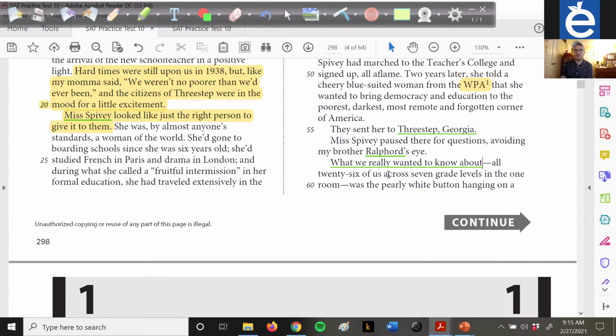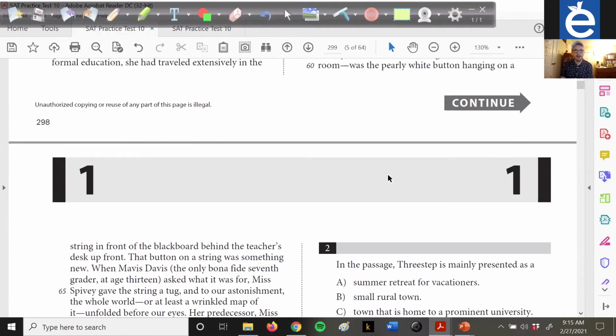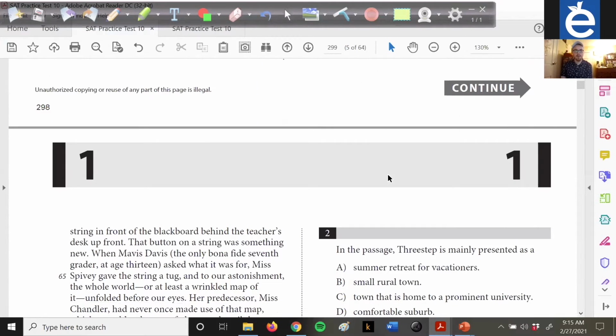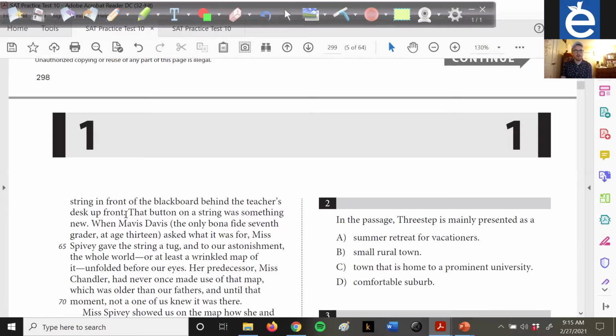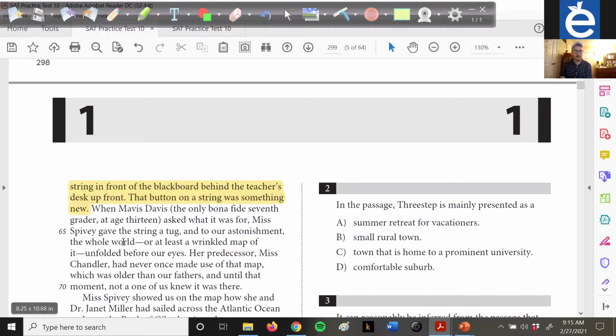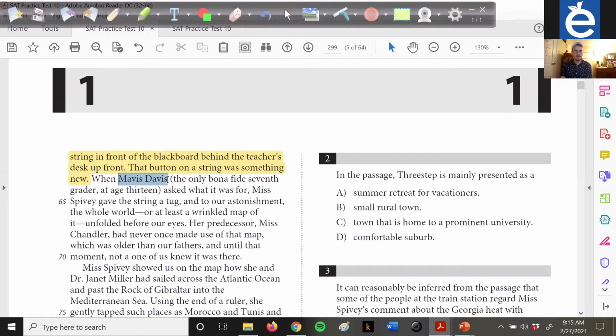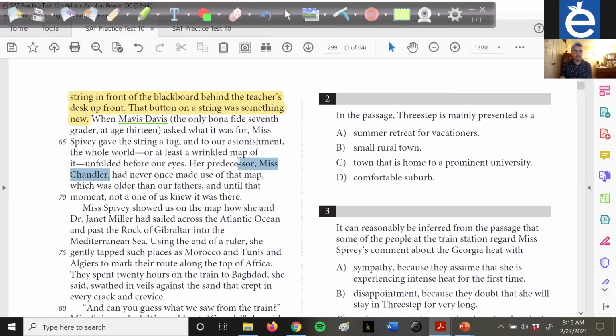All 26 of us across 7 grade levels in the one room was the pearly white button hanging on a string in front of the blackboard behind the teacher's desk up front. That button on a string was something new. Okay, we'll get to that later, but we definitely have another character here, Mavis Davis. I can even skim for names.